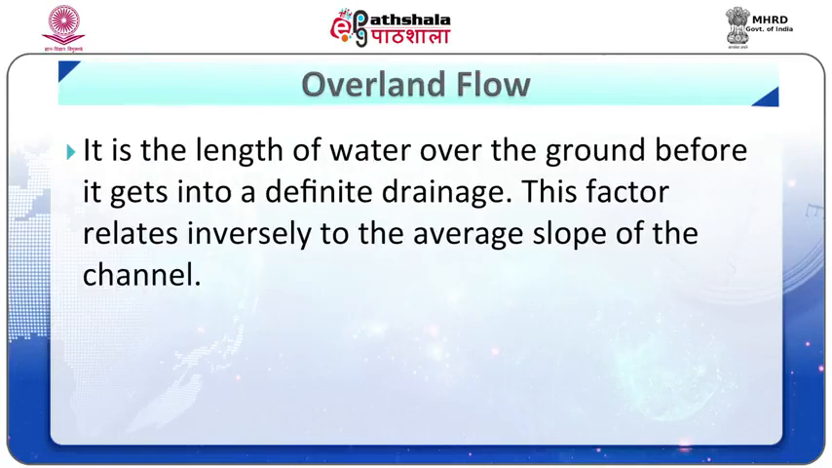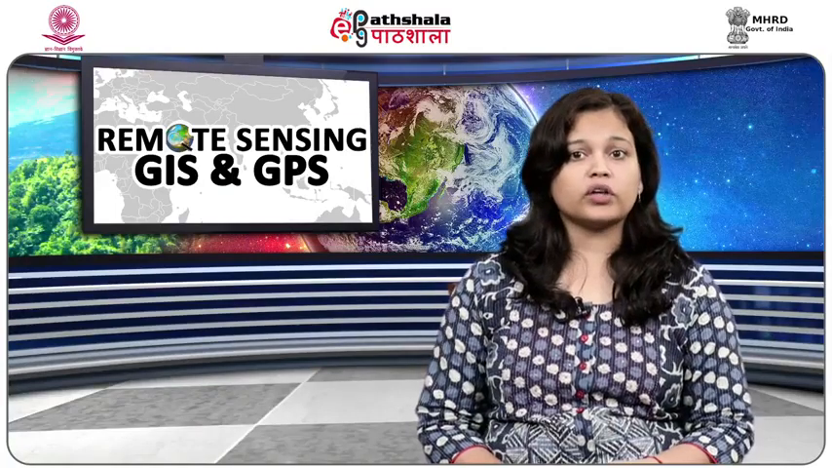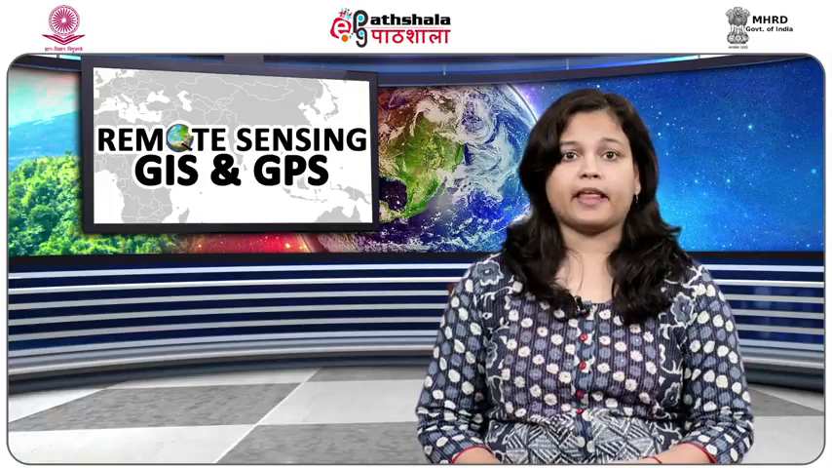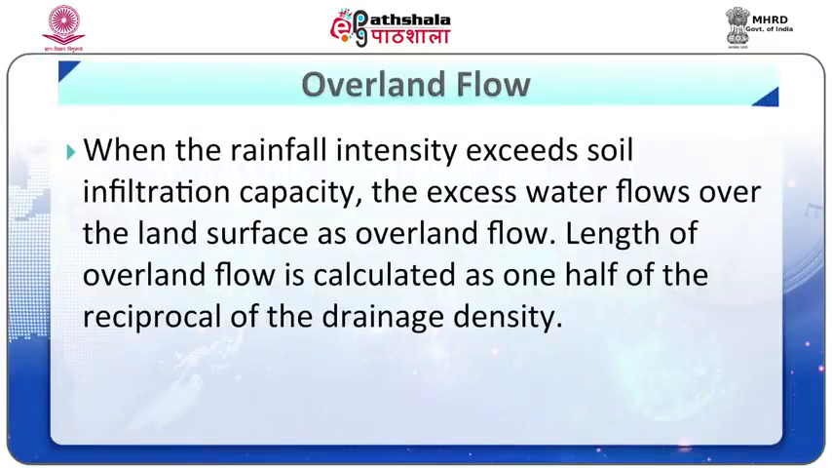Now, overland flow. It is the length of water over the ground before it gets into a defined drainage. This factor relates inversely to the average slope of the channel. It is a component of total runoff in a drainage basin. When the rainfall intensity exceeds soil infiltration capacity, the excess water flows over the land surface as overland flow. Length of overland flow is calculated as 1/2 of the reciprocal of the drainage density.